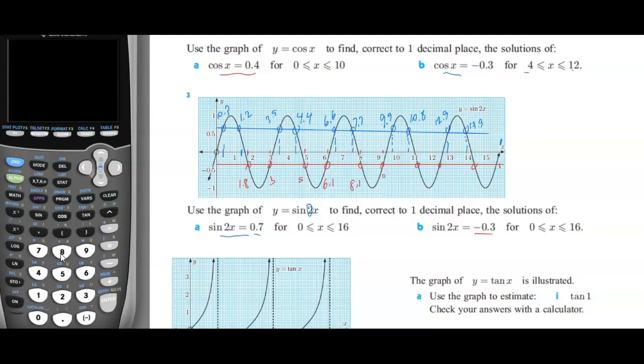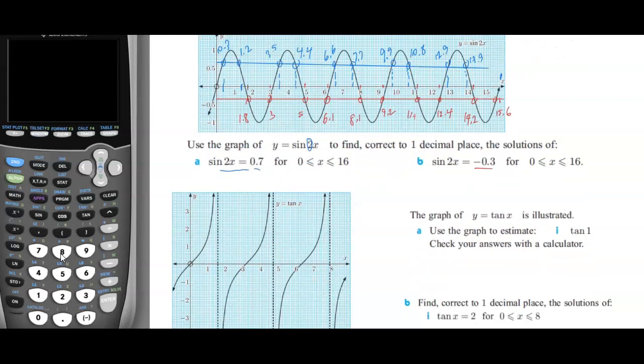This one's about 9.2. Maybe like 11.1. 12.4. And 14.2. And one last one, 15.6. Okay. 1, 2, 3, 4, 5, 6, 7, 8, 9, 10 solutions. Okay.